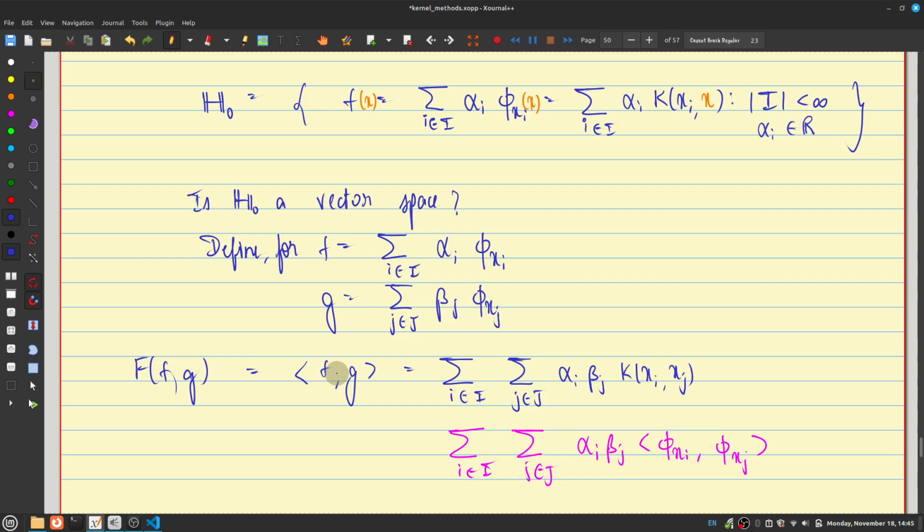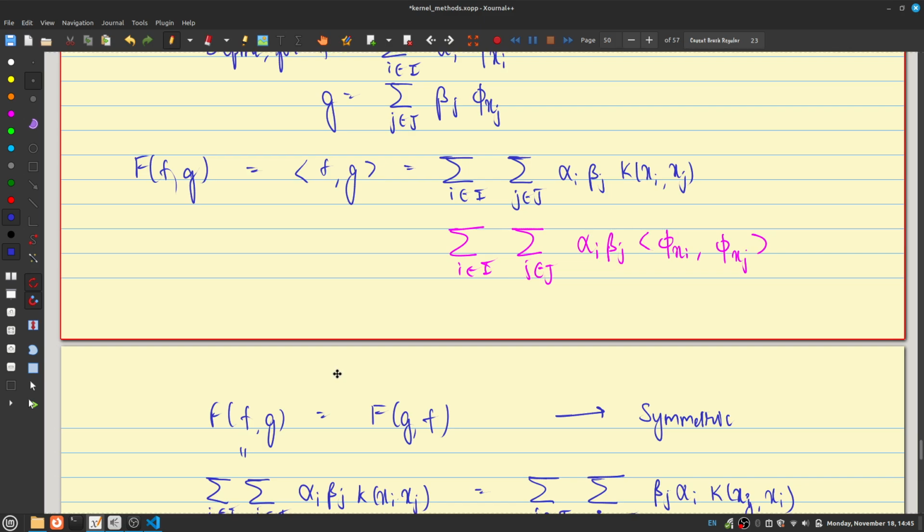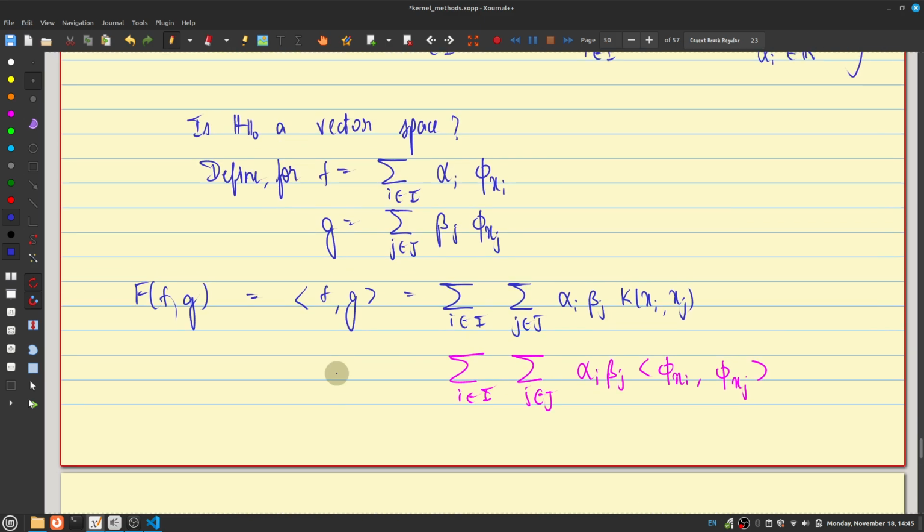In H naught, every function is a finite linear combination of the phi_x_i's. In a reproducing kernel Hilbert space, this holds true for all f in the Hilbert space H. And in H, you don't necessarily have just a finite linear combination of the phi_x_i's, because we essentially define H by completing H naught. So all convergent sequences of phi_x_i's are also valid elements in H.